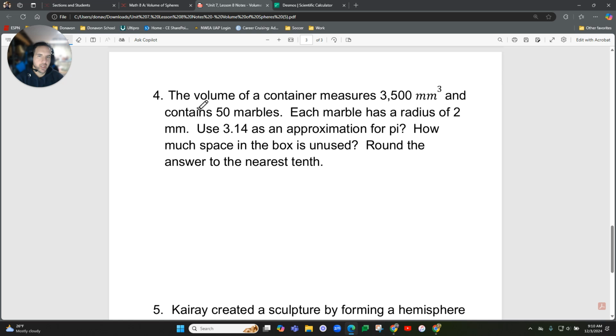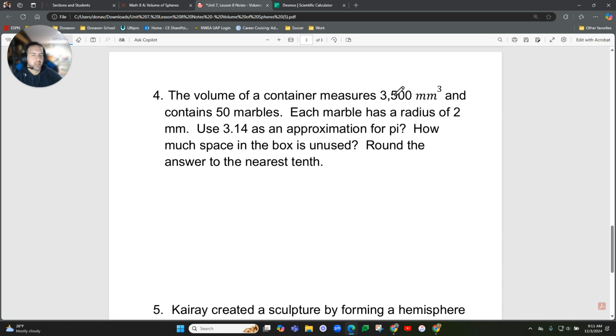Okay, now this one, oh, interesting. This one says a volume of a container measures this much and contains 50 marbles. Each marble has a radius of 2 millimeters. Use 3.14 as an approximation for pi. How much space in the box is unused? Oh, okay, interesting. So we're going to have to figure out the volume of all these marbles and subtract that from this container to figure out how much of the volume is unused inside this container.